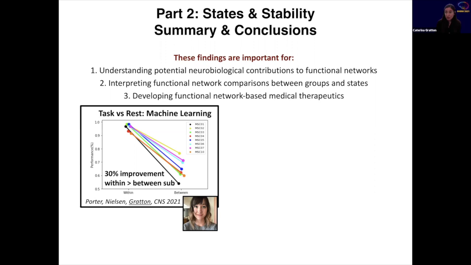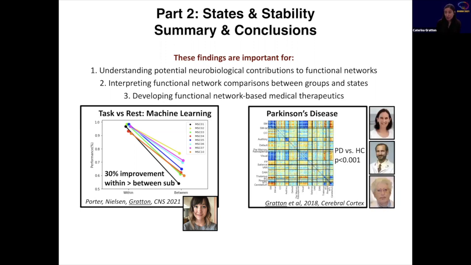Finally, I think these results are exciting for the potential of functional networks in different medical applications, for example, in the development of biomarkers or in neurosurgical planning. Because of their stability and their sensitivity to individual differences, it suggests they're really well suited for these different techniques. This is something we're actively pursuing in the lab.